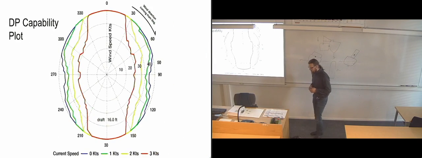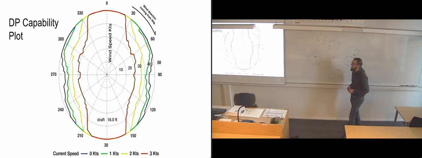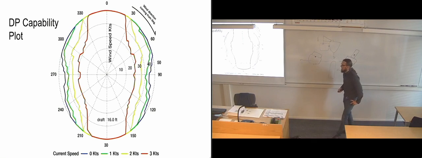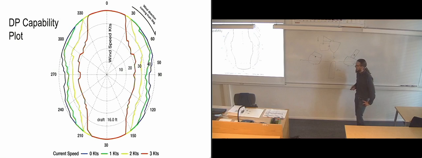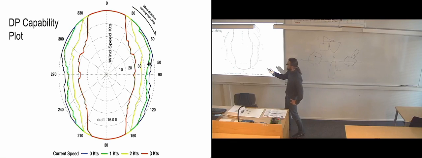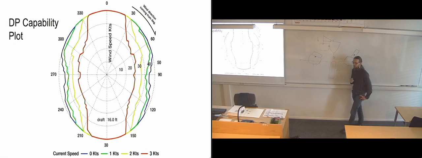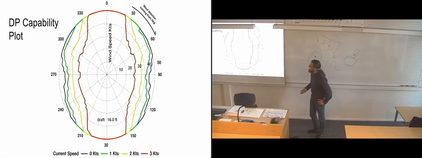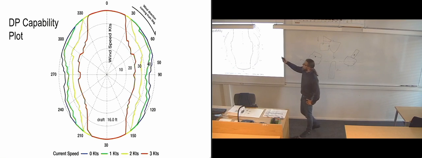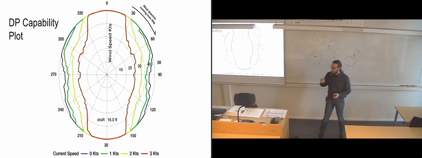When we're working with a DP system, we have the DP capability plot. The way we read this one off is that we basically have the shape of the vessel in the middle here. We can't really see it, but the center of this plot is also the center of our vessel, the midpoint of our vessel. Then we have the degrees coming off here, so we can read off 30 degrees, 60, 90, 120, all the way around to 360. Those are the degrees of the wind direction, so those are telling us where the wind is coming from.